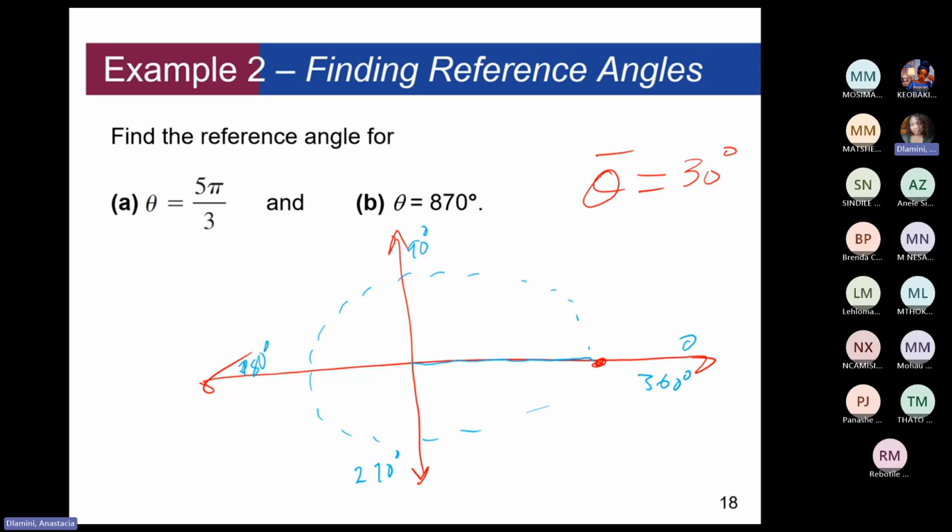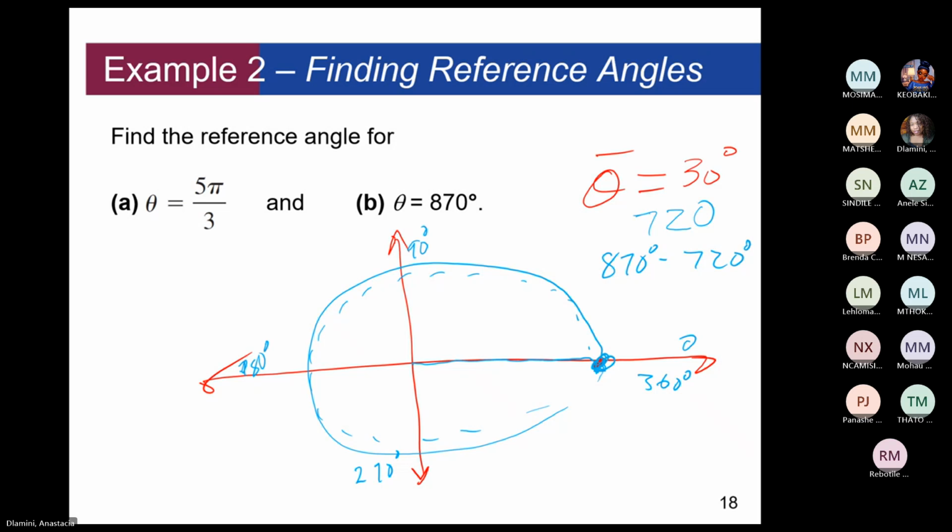So the first 360, right? And then another 360, we have to move again. Where do we go? It becomes 720. But because we have 870, do you see that we're not going to move another 360? So from here, let's calculate 870 degrees minus 720 degrees. What do we remain with? 150. Thank you.